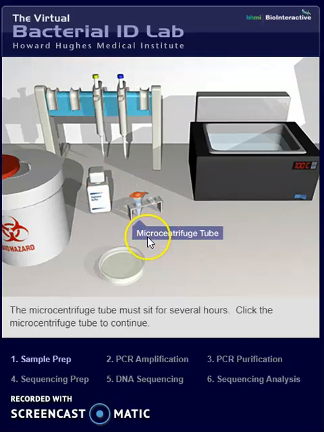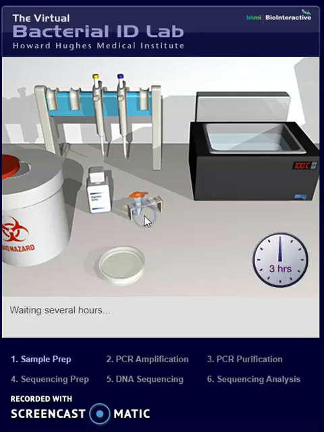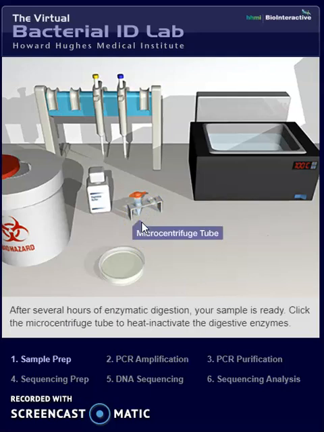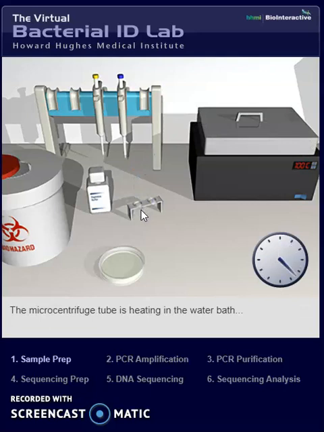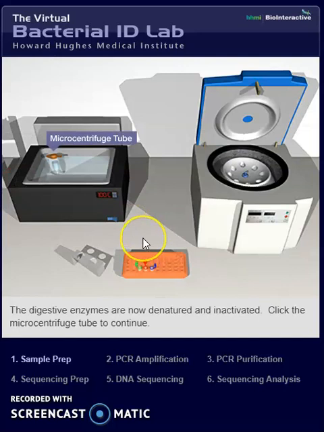and discharge the tip. After that, the microcentrifuge tube must sit for several hours. Waiting several hours. After several hours of enzymatic digestion, your sample is ready. Moving the microcentrifuge tube into the water bath. After that, the digestive enzymes are now denatured and inactivated.